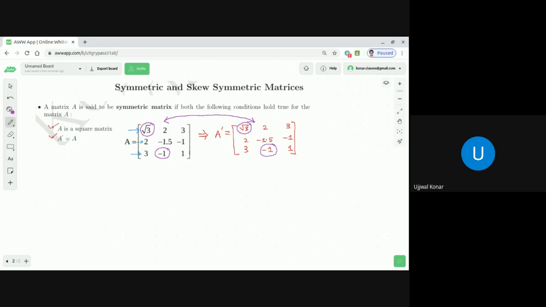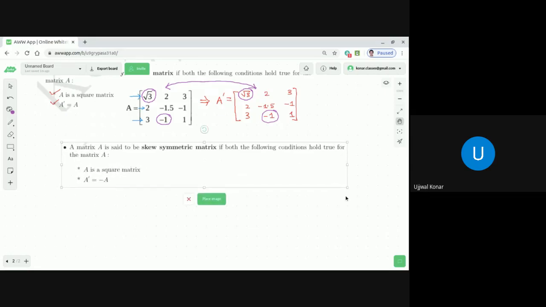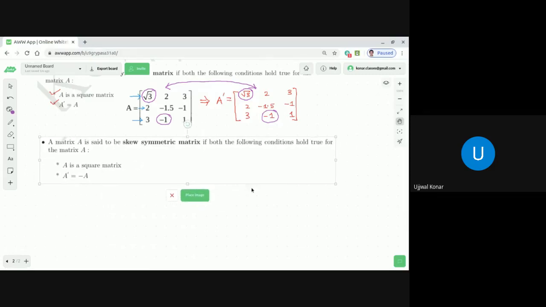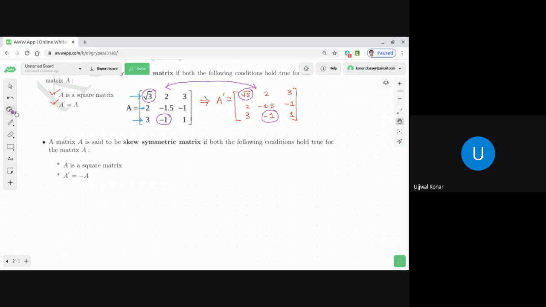Now let us come to define the skew-symmetric matrix. Let's see what a skew-symmetric matrix is, and you will find that definition interesting. A matrix is said to be a skew-symmetric matrix if both the following conditions hold true for the matrix A. The first one, dear students, is that A is a square matrix, the same condition as for the symmetric matrix. And the second condition is that A transpose should be equal to -A.